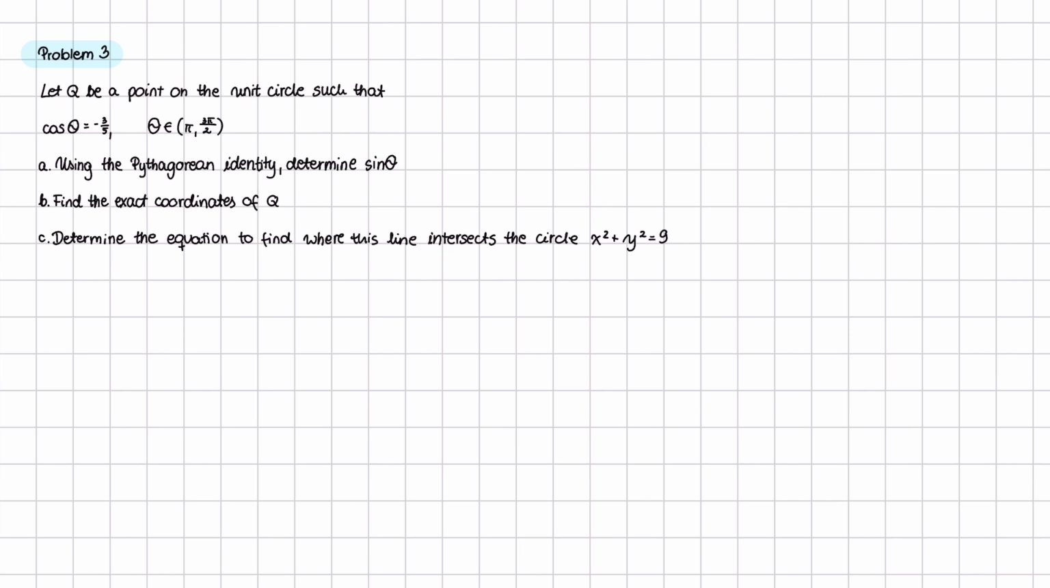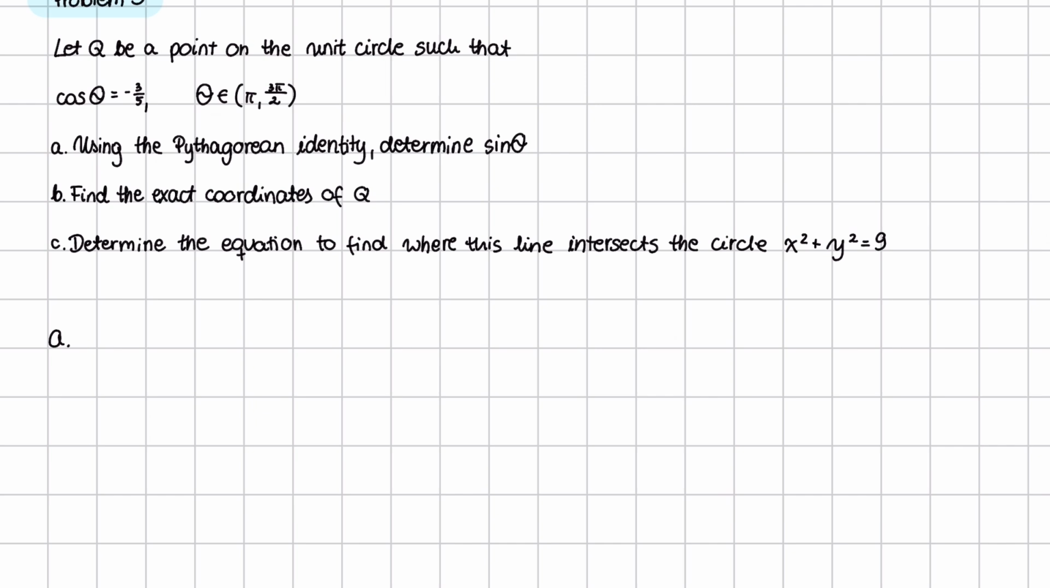Problem 3. Let Q be a point on the unit circle such that cosine theta equals negative 3 over 5, and theta is from pi to 3 pi over 2. A, using the Pythagorean identity, determine sine theta. So basically we are given the formula that we have to use to solve this point.